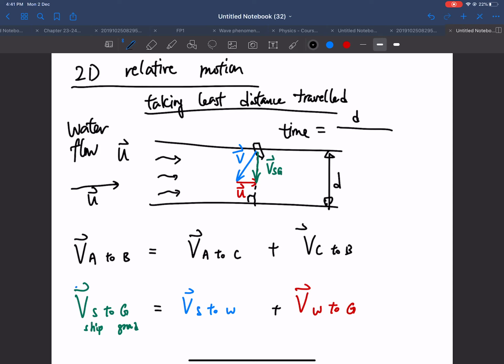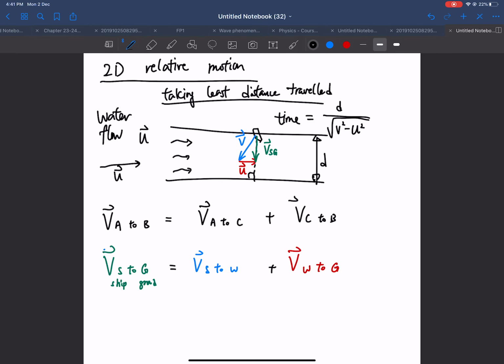How to find the green arrow? By using Pythagoras theorem. That is the square root of v squared minus u squared. Understand?